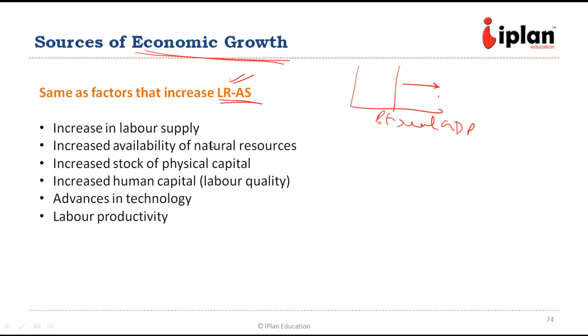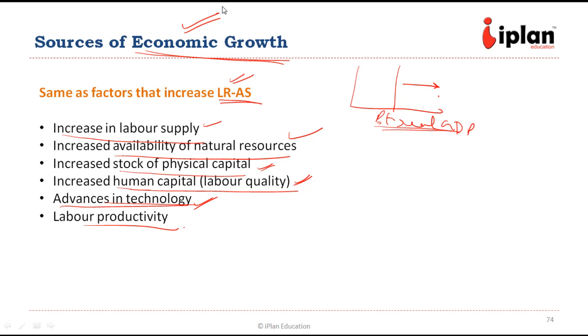So our factors are going to be the same. If the labor supply is increased, if the availability of natural resources is increased, if the stock of physical capital is higher, if the labor productivity is high, or the quality of labor, the skill set of the labor has gone up, that is increased human capital, or there are advances in technology, any of these reasons will shift the long run aggregate supply curve rightwards or increase the potential real GDP. In other words, they would be sources of economic growth.